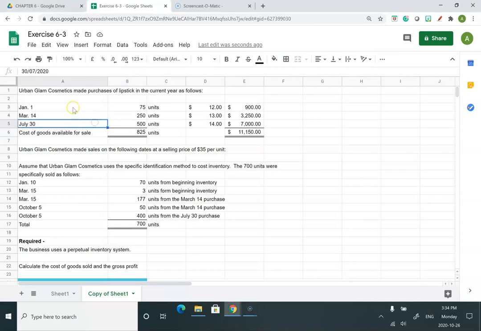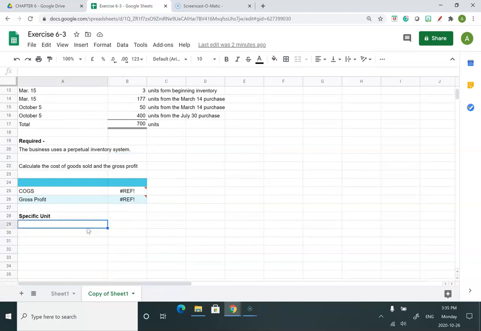So we have the same amount available for sale, except this time it's telling us specifically which lipsticks were from which purchase. So it says January 10th, 70 was from beginning inventory. And March 15th, 3 was from beginning inventory, and then 177 was from the March 14th purchase. Then October 5th, 50 was from the March 14th purchase, and then 400 was from the July 30th purchase. So the question will have to tell us which specific items are being removed.